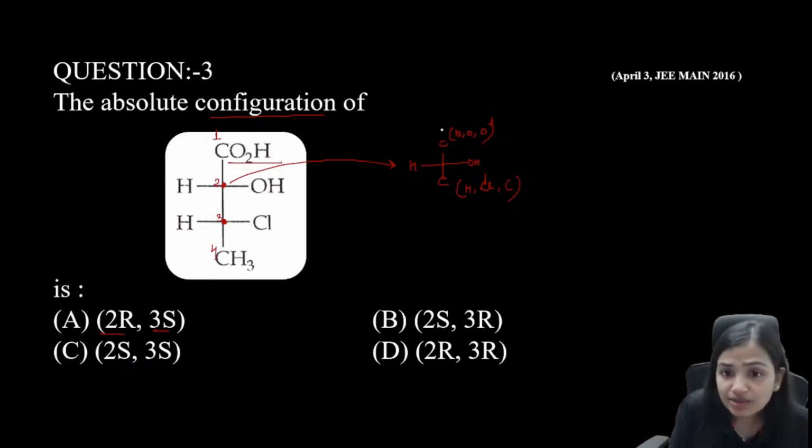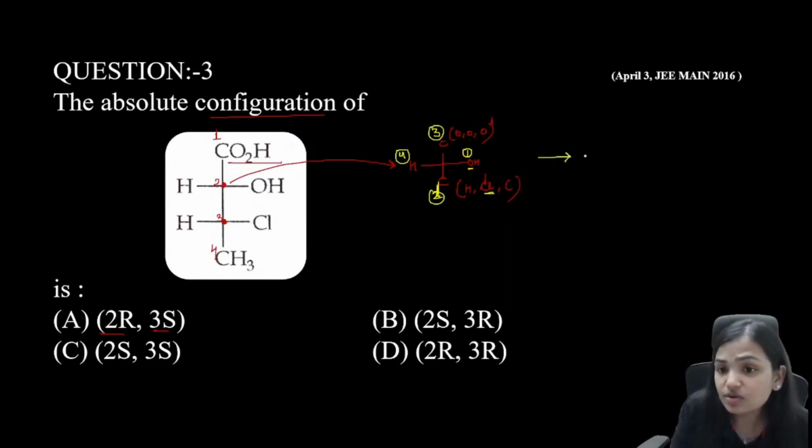As you all know, priority number 1 will be given to this part because here we have the oxygen having the highest atomic number. Now out of this oxygen and this chlorine, which has more atomic number? Guys, chlorine has more atomic number. Doesn't matter that here we have 3 oxygens, the chlorine has more atomic number. So priority number 2 will be given to this, priority 3 to this, priority 4 to this. Here the hydrogen is above the plane.